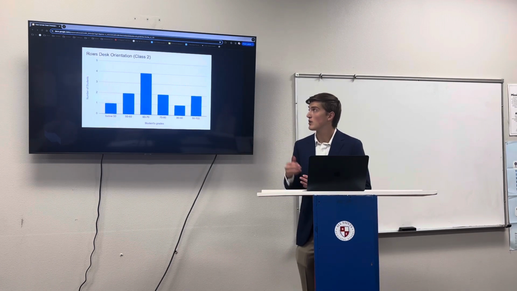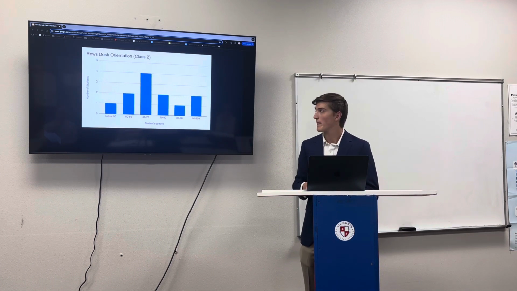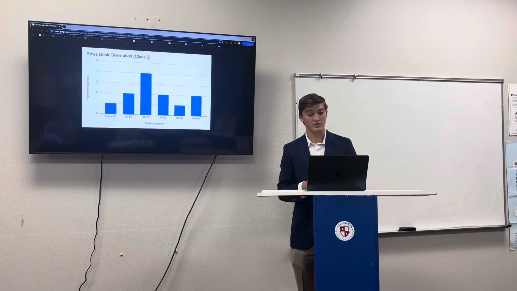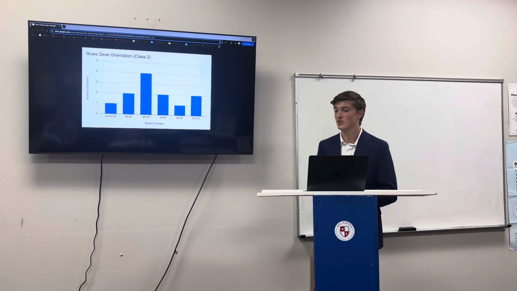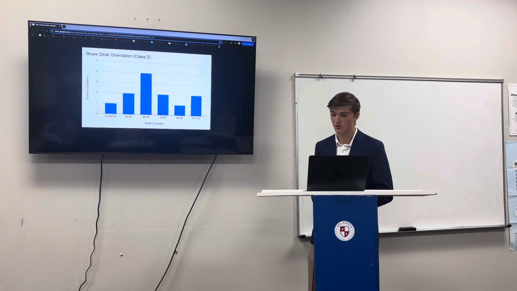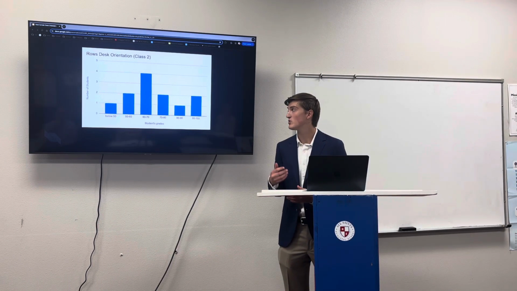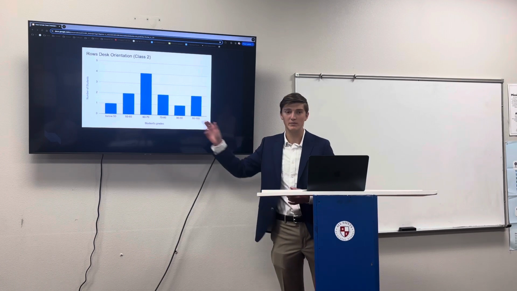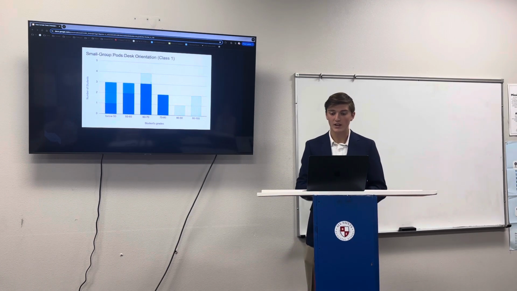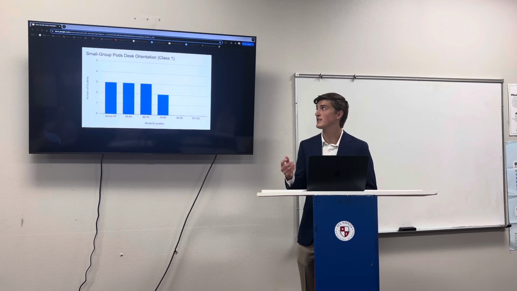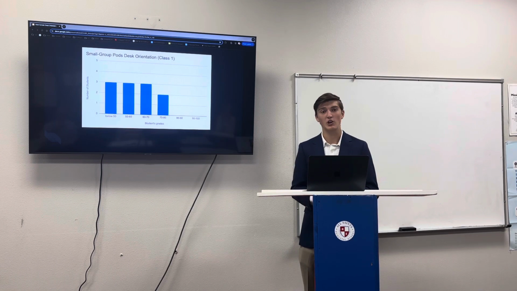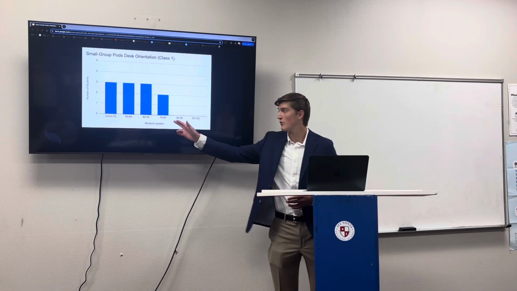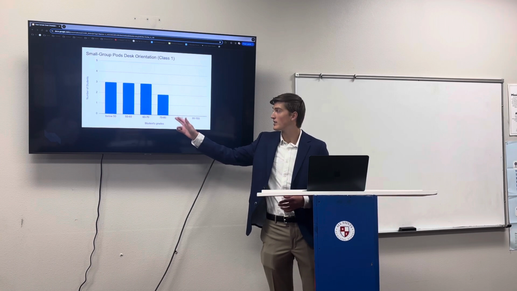This graph is for the rows desk orientation for Class 2. The average for Class 2 in this desk orientation was a score of 62.2, with most students scoring in the 60 to 70 bin. This graph is for the small group pods desk orientation for Class 1. The class average for Class 1 in this desk orientation was 58.6, with most students scoring in the below 50 bin, 50 to 60 bin, and the 60 to 70 bin.